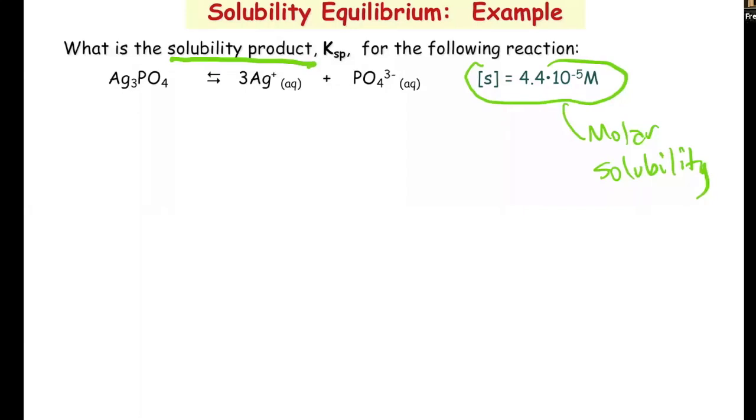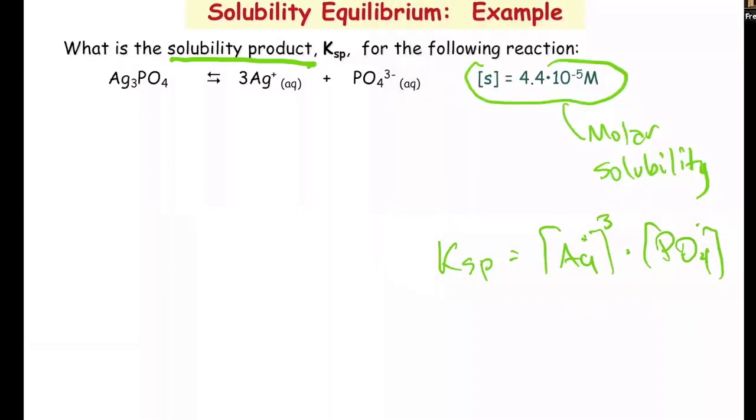Then you can certainly write the ICE table. And when you start out these types of problems, always write the ICE table first. That way you can take into account the ions, because some of you will just do this. Oh, the KSP is just equal to, that's the solubility, it's equal to the silver cubed times the phosphate. And since the solubility is that, then that's what you're going to do. But to solve this type of problem, it's best to do it from the ICE table. And let me show you why. Let me clear this first.